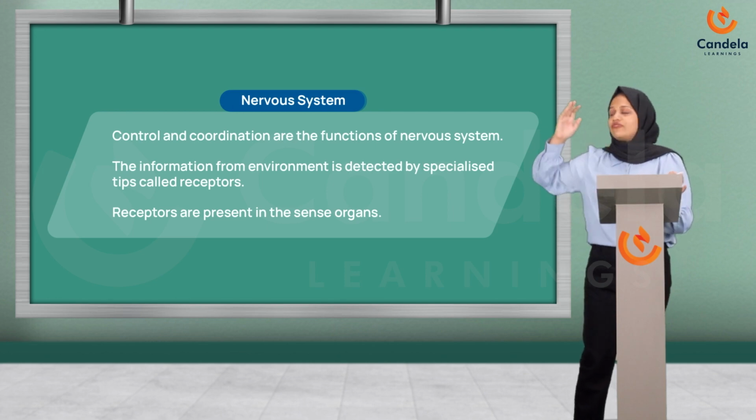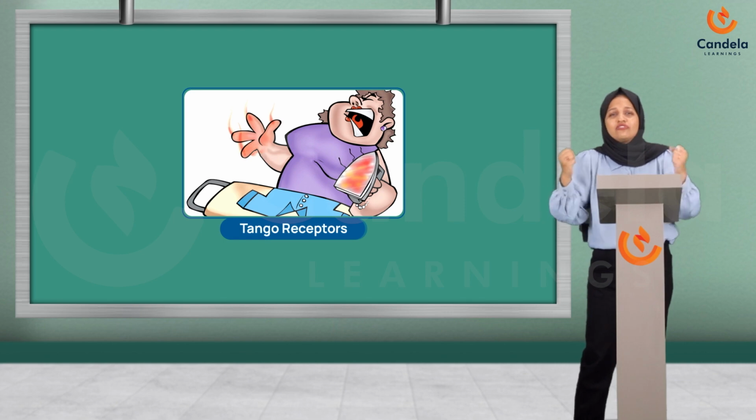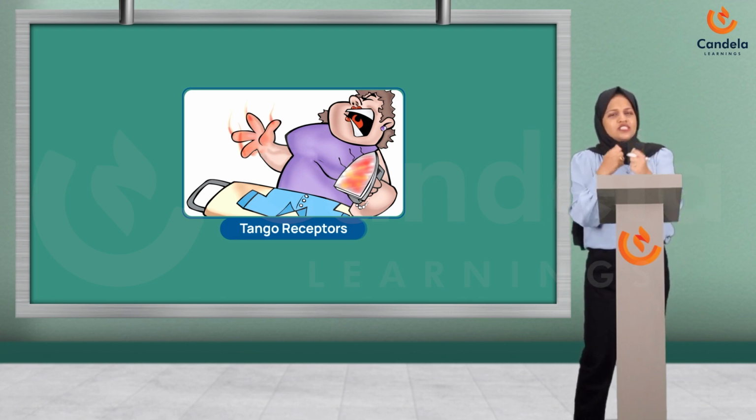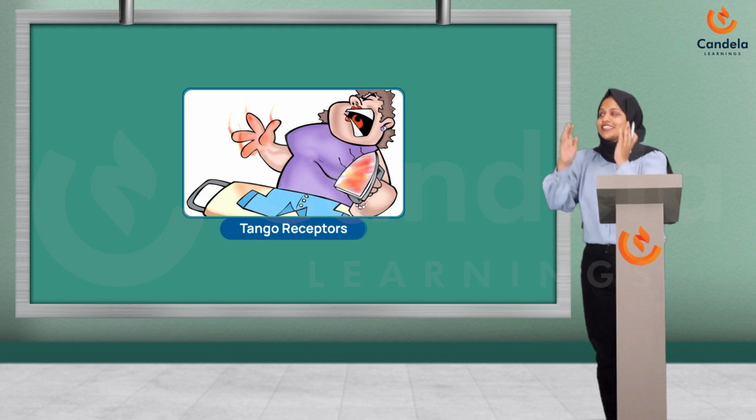Okay, now in the first image, you can see a lady screaming out of pain. How can that lady sense that pain? It's because in her skin, or in everyone's skin, we have a receptor known as the tango receptor. It is because of this tango receptor that we are able to feel the pain. Now, we will move on to the second image.